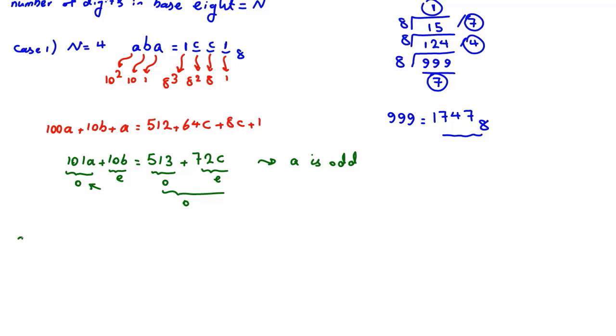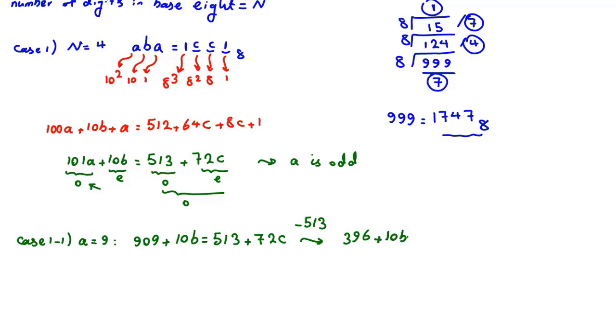Now we start from the greatest one. If A equals 9, then we should check 7, then 5. If you check one of them, then you understand how to check the others quickly. A equal to 9 gives 909 plus 10b equals 513 plus 72c. Now, if we subtract 513 from both sides, it will be 396: 10 minus 1 is 9, and 8 minus 5 is 3. Plus 10b equals 72c.